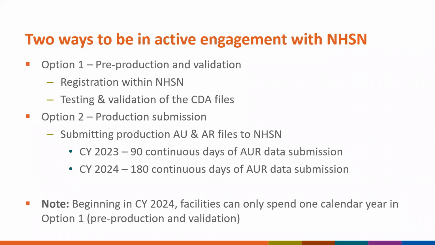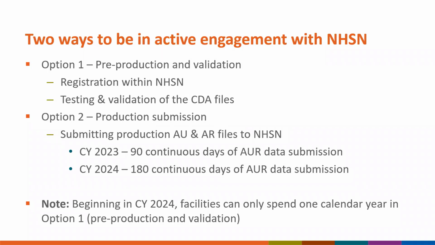And then option two is the higher level. That's production submission. So facilities would need to submit production AU and AR data to NHSN. For this calendar year, 2023, AUR is available for bonus points. So if they wanted those bonus points this calendar year, they would submit 90 continuous days of AUR data. For next year, when the requirement kicks into gear, it is 180 continuous days of AUR data submission.